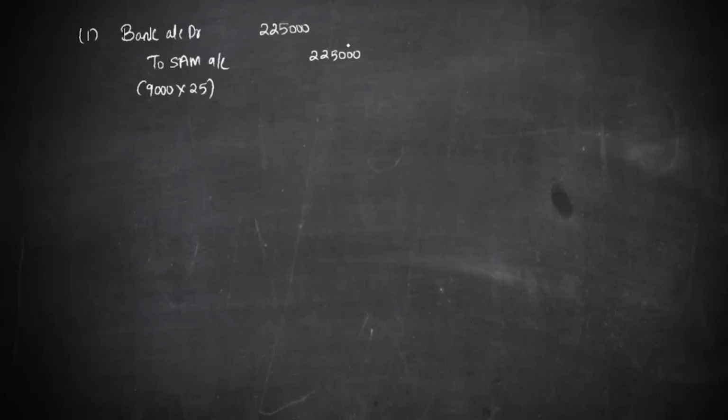Now what will happen, this 2,25,000 will get transferred to share capital account. So it is going to be share application money account debit. It is getting transferred to share capital, so I'll put it in short form SC, that is to share capital account. It is 2,25,000, right? So this is about the share application money.